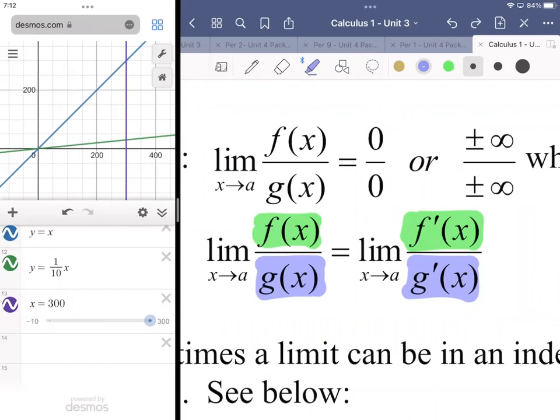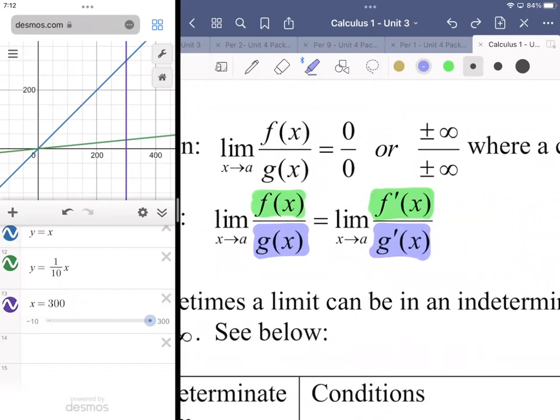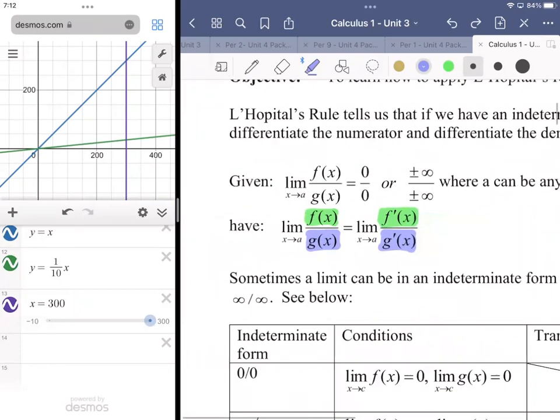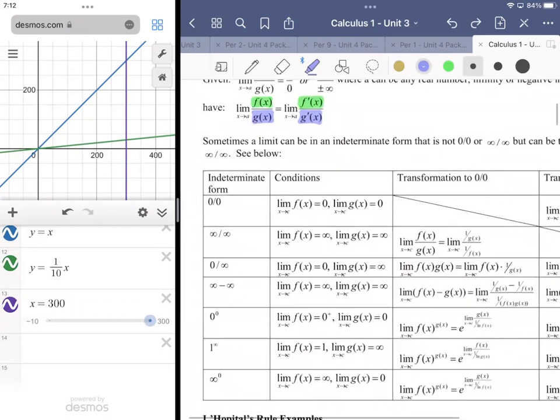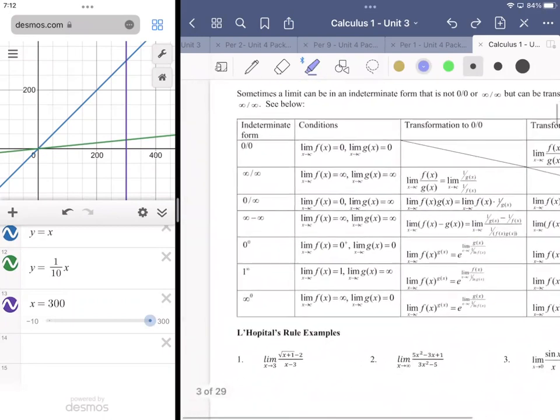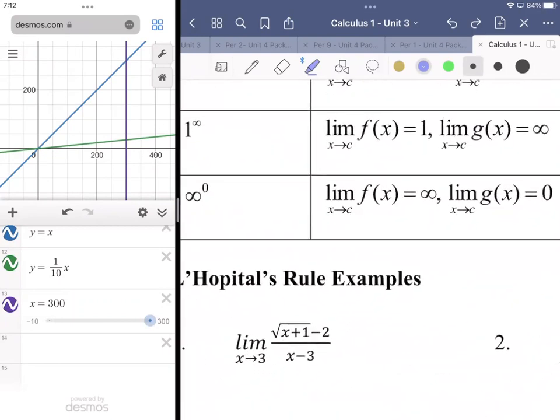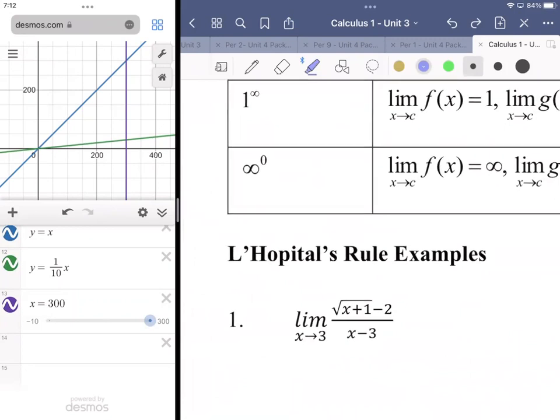This is actually going to violate the quotient rule, right? And I'll show you a little bit more of that in a second. But this rule, L'Hopital's rule, it does that. So we'll take a look at the first example. Actually, we'll do the first 3 examples, and then that'll be it for tonight.